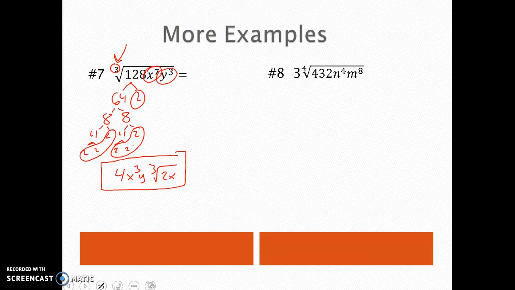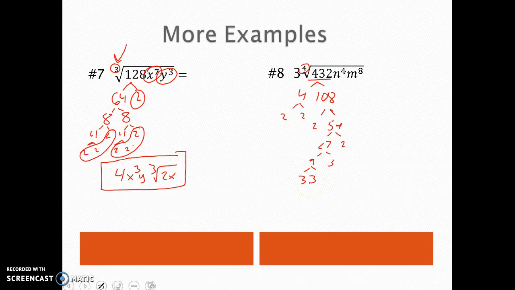Let's take a look at another example here. Now I'm taking the 4th root of stuff. I already have a 3 on the outside. Let's start with the number. I'm going to take 432 and see if I can simplify that. I know a 4 goes into it, 4 times, I think that would be 108. And then 4 is 2 times 2. 108, let's see, I don't know. Let's try 2 and 54, just because I don't know any other factors of 108 off the top of my head. 54 I know is 27 times 2. 27 is 9 times 3, and 9 is 3 times 3.